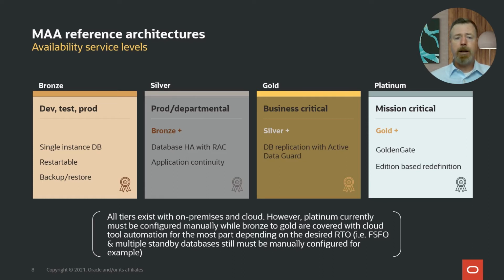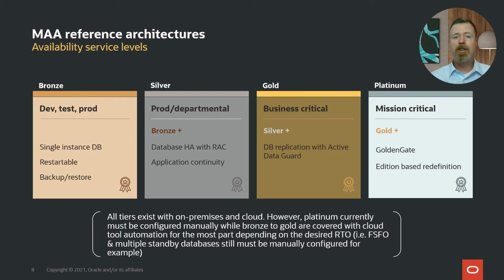So if we look at them, these are not a one size fits all. The whole goal is not to get all your applications up to Platinum MAA. The goal is to map them to your requirement. For example, Bronze is very suitable for dev, test, prod, single instance database. It's restartable. From an RPO standpoint, it's usually using backups and restores.